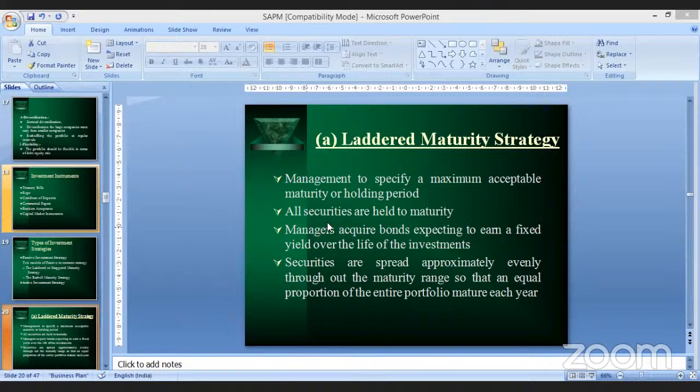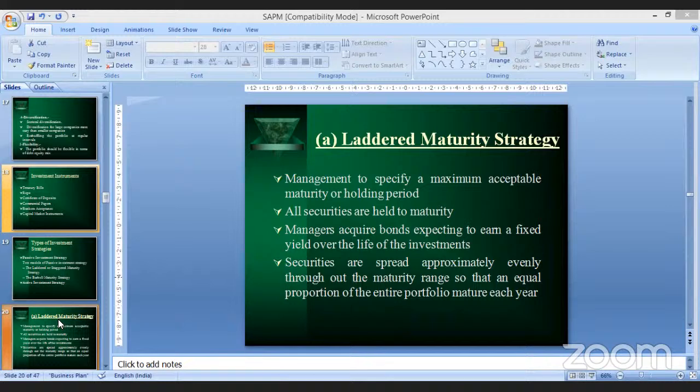Okay. So all securities are held to maturity. Managers acquire bonds expecting to earn a fixed yield over the life of the securities, spread approximately evenly throughout the maturity range, so that an equal proportion of the entire portfolio matures in each year. Since we are putting a certain amount of fund in each and every year along with the return, after a certain period of time some amount will mature in each and every year. That means we are going to get regular return up to the period of maturity.